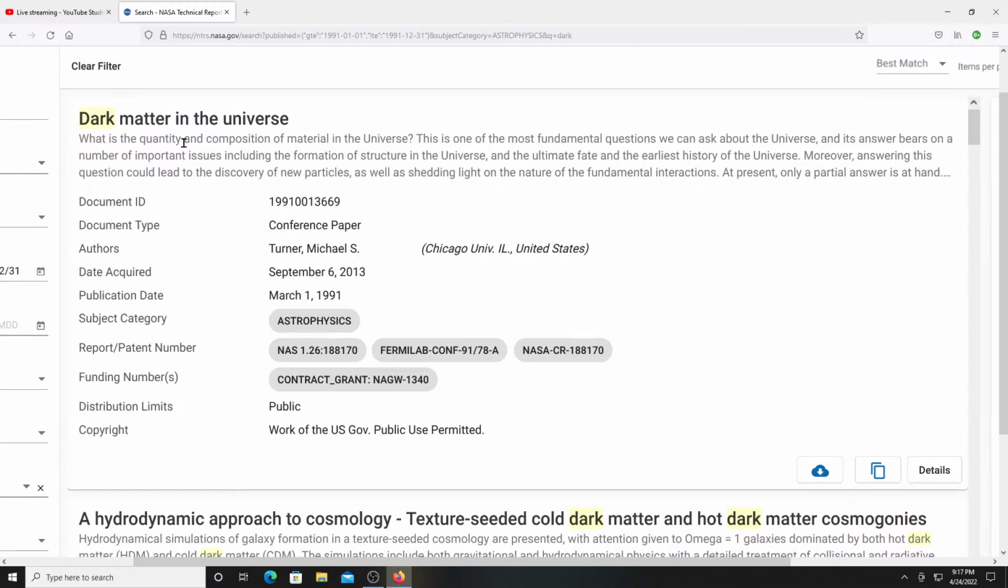What is the quantity and composition of material in the universe? This is one of the most fundamental questions we can ask about the universe, and its answer bears on a number of important issues, including the formation of structure in the universe and the ultimate fate and earliest history of the universe. Moreover, answering this question could lead to the discovery of new particles, as well as shedding light on the nature of the fundamental interactions.